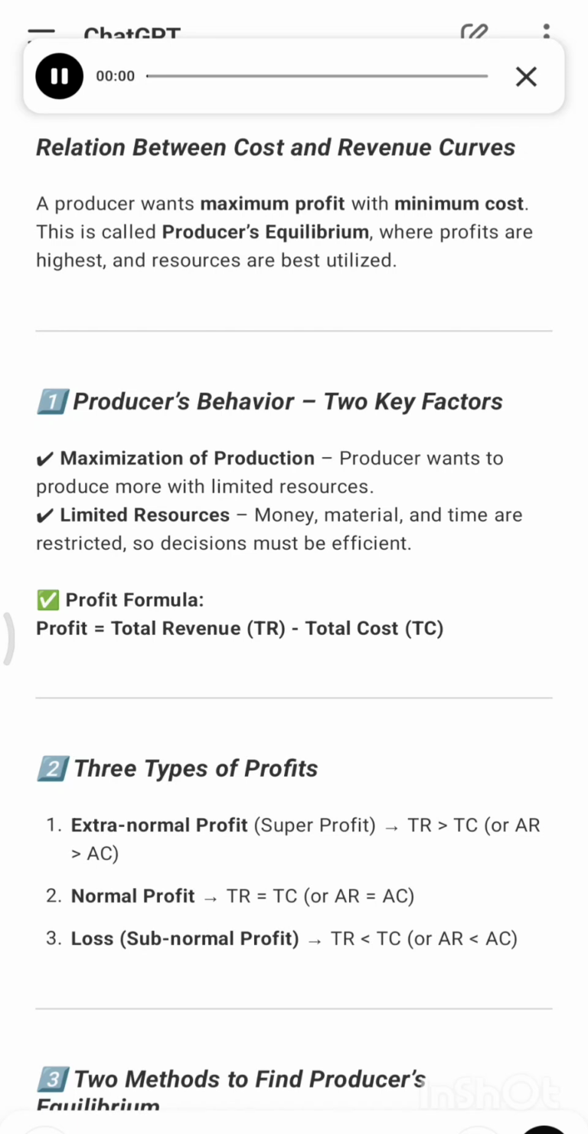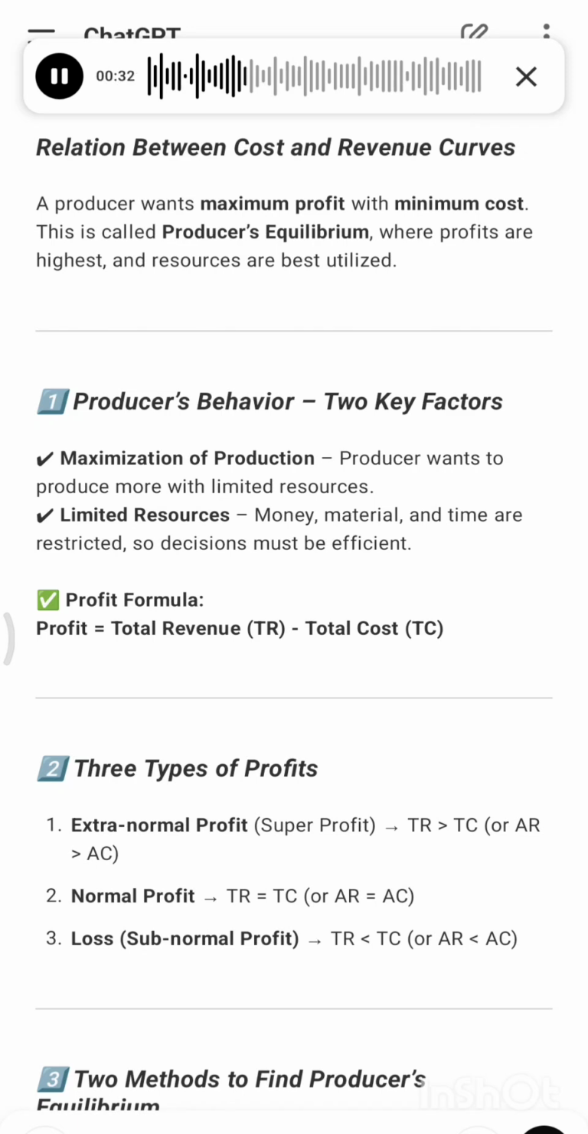Relation between cost and revenue curves. A producer wants maximum profit with minimum cost. This is called producer's equilibrium, where profits are highest and resources are best utilized. 1. Producer's behavior, 2 key factors. Maximization of production. Producer wants to produce more with limited resources. Limited resources. Money, material, and time are restricted, so decisions must be efficient. Profit formula. Profit equals total revenue minus total cost, TC.